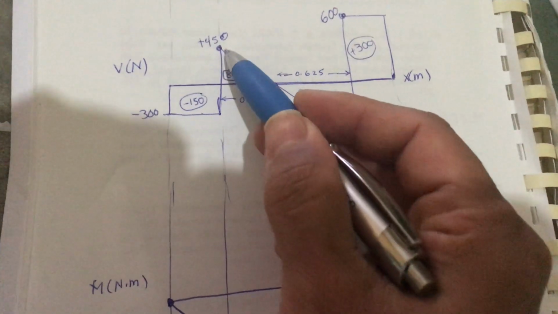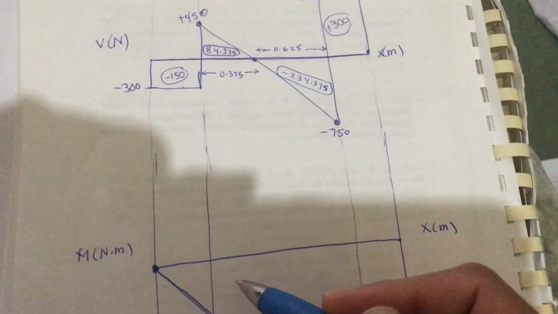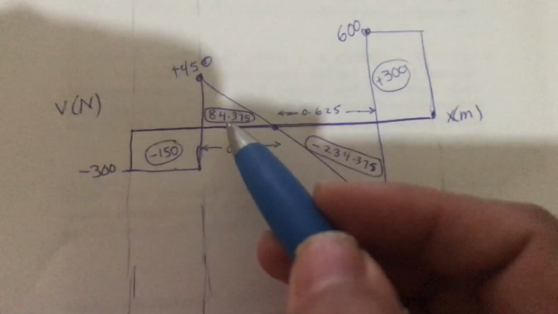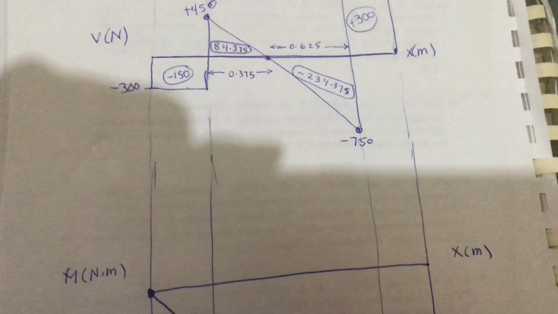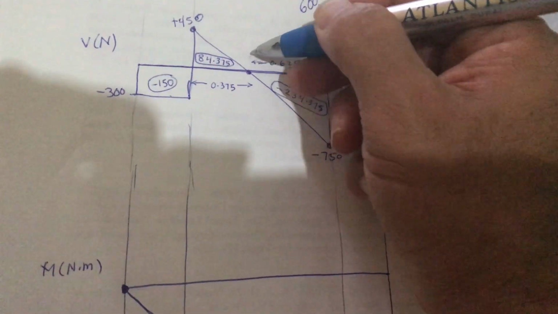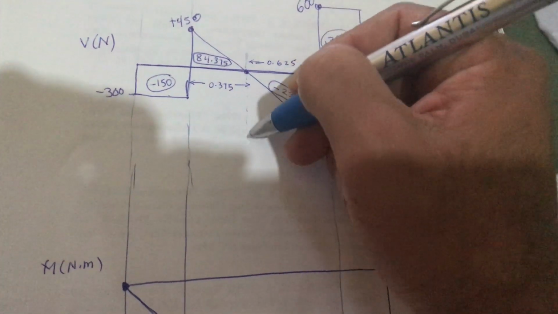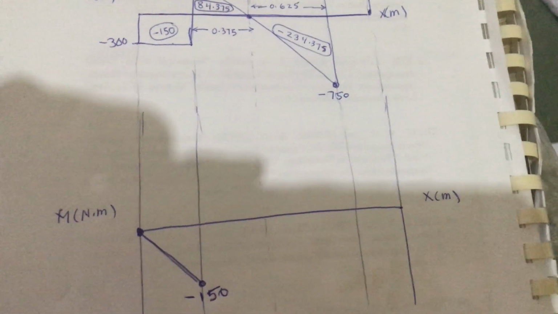The next one is linear. If you have a linear shear, the moment is going to be concave down. So now, look at this. 84.375, it's a plus. So you add up minus 150 plus the next. Remember, we have to have a change of moment. This is the point where there's zero shear.